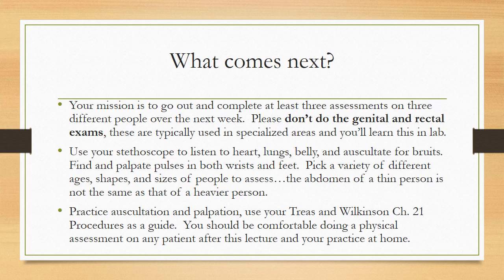You're going to use your stethoscope to listen to heart, lungs, belly, and auscultate for bruits using the bell. Find and palpate pulses in both wrists and feet, and the femoral arteries are good ones to know as well. You're going to do carotid arteries, but one at a time. If you can, please pick a variety of different ages, shapes, and sizes, because there are big differences in how a person sounds, how a person feels based on their body habitus. Practice, practice, practice auscultation and palpation. You can also practice percussion if you wish.